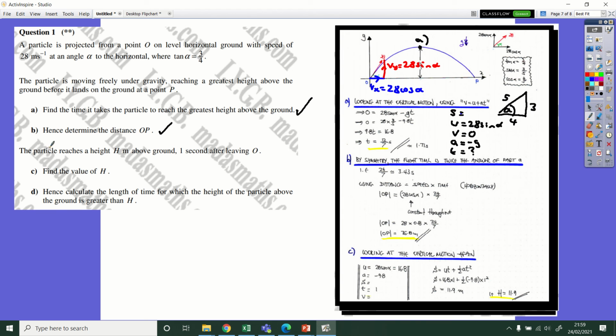Okay. Moving on to part C. The particle reaches a height h above ground 1 second after leaving the origin. So after a second, we're going to get to a particular height, which we don't quite know yet. We know it's before we get to the middle, because the middle is at 1.71, so it'll be somewhere over here. And we want this value of h. So it makes sense to resolve vertically, because we're after a height.